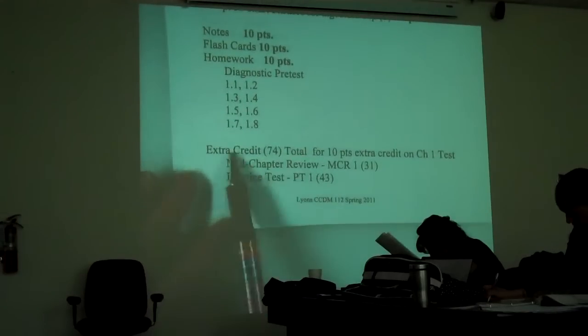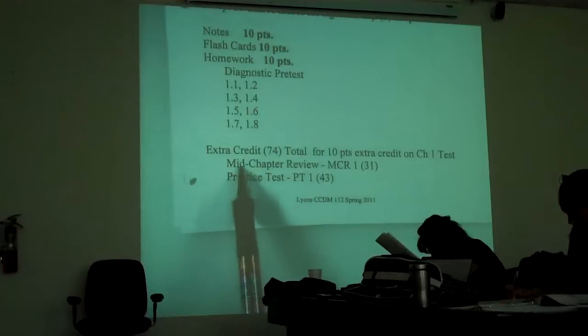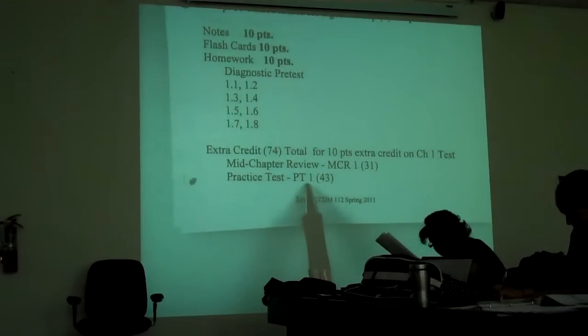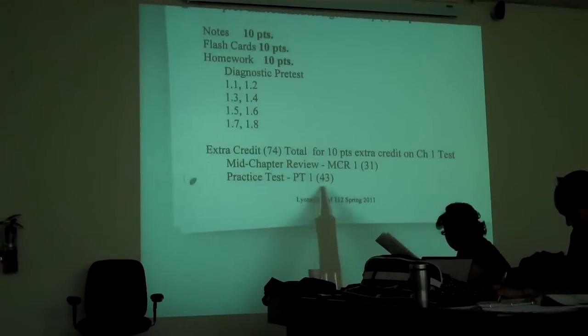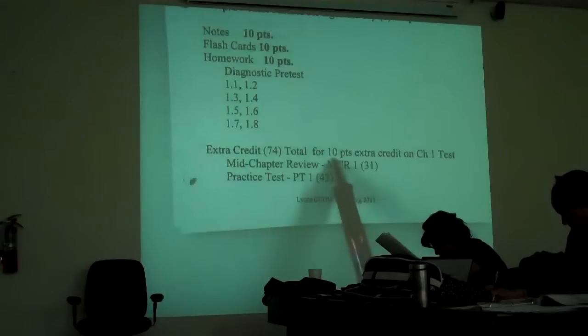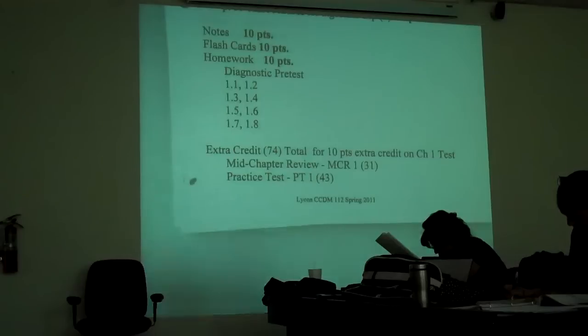And the extra credit, if you do all of these, there's 74 of them. If you do the whole mid-chapter review, that it tells you which ones to do in your syllabus, all 31 of those, and there's a practice test, you have to do all of them, 43 of those. If you do all 74, that's 10 points extra for your Chapter 1 test. This is a good 10 points to have, better than the extra credit on homework. This test is 60% of your grade, that's 10 points towards 60%.